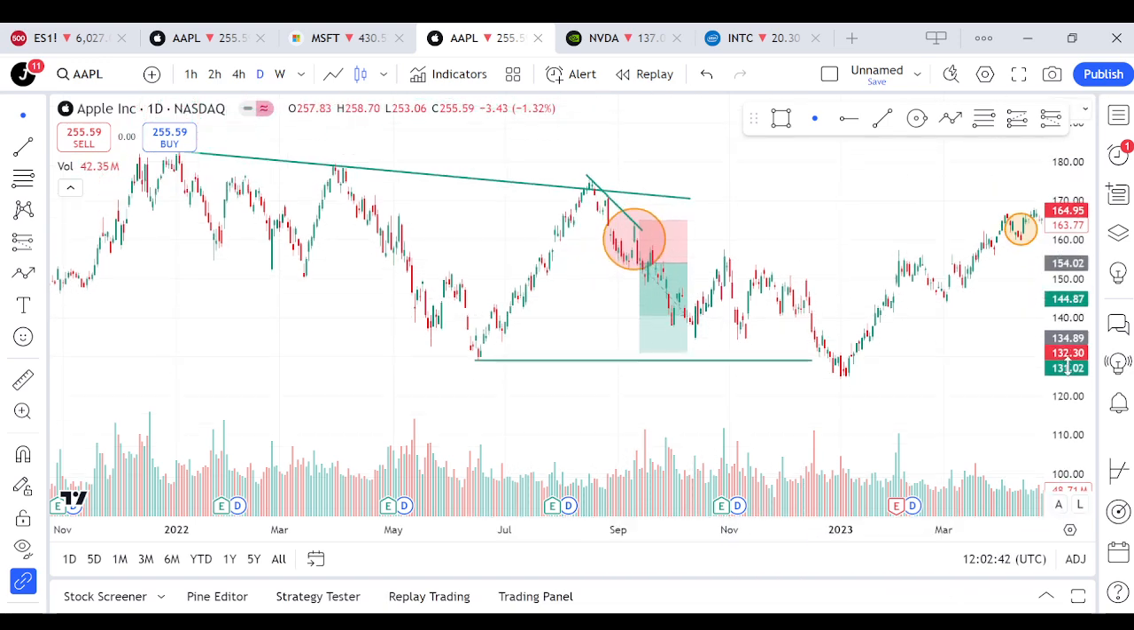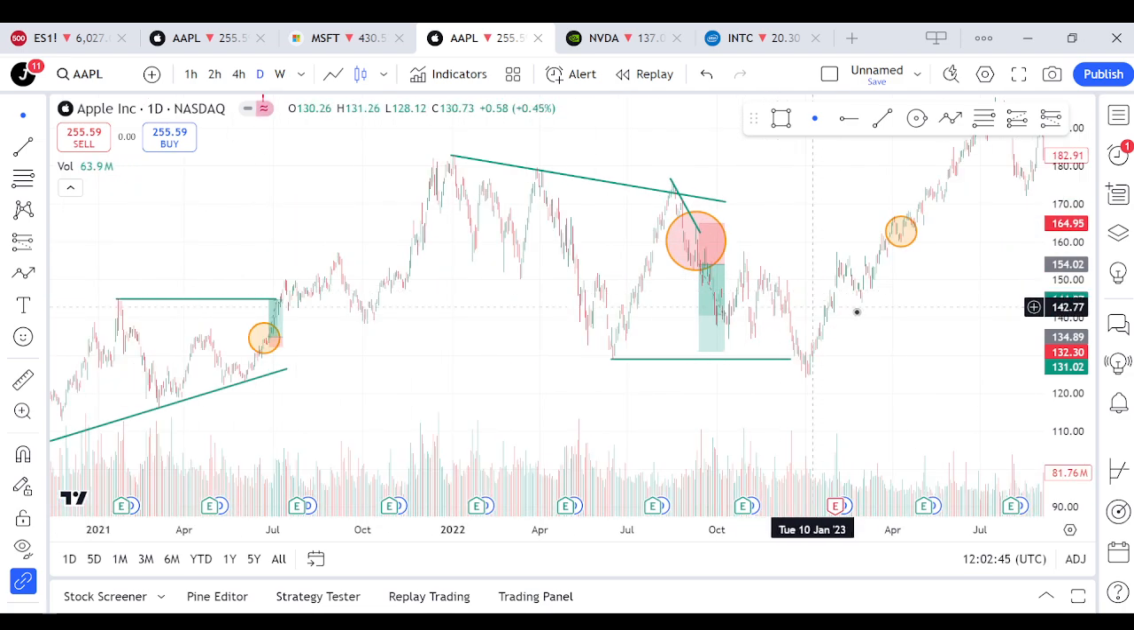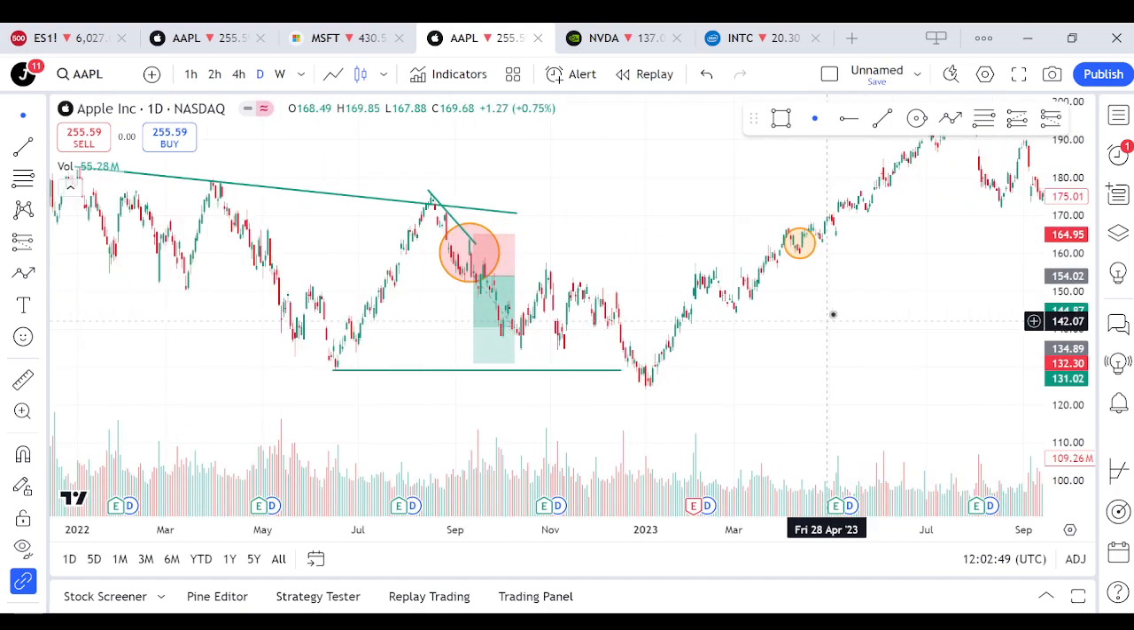This is for a bearish trade actually. And that's how you can use the separating lines. We have another example here.